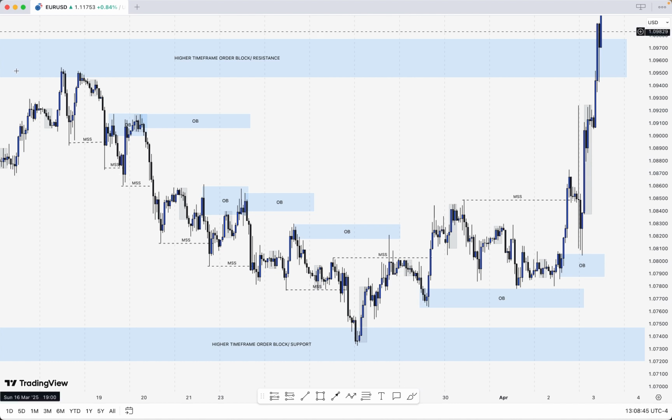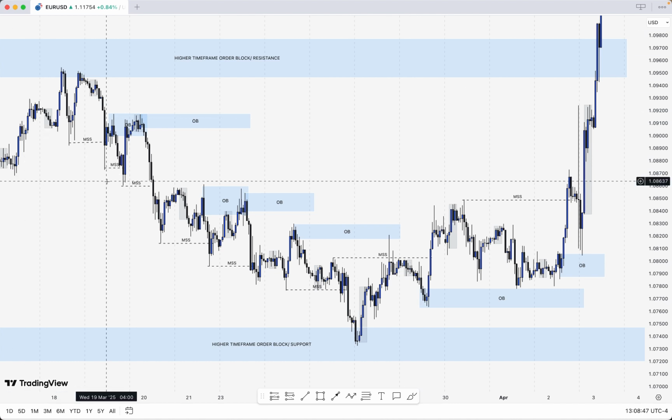Let's go over a chart example of what I explained in the previous section of this video. The first thing we want to do is draw out our higher time frame order block zone. We're going to want to draw our resistance, we're going to want to draw our supports depending on where the market is at that point.